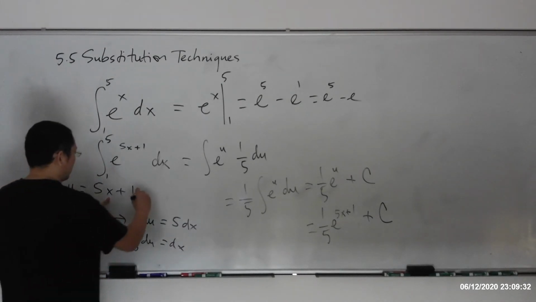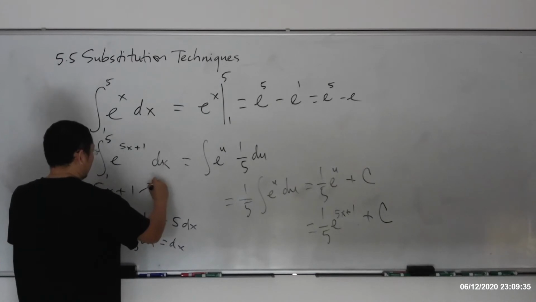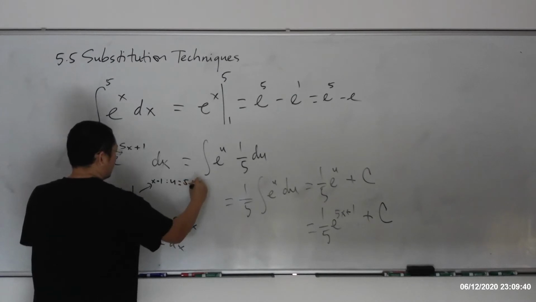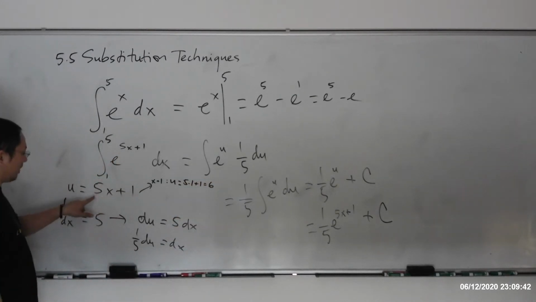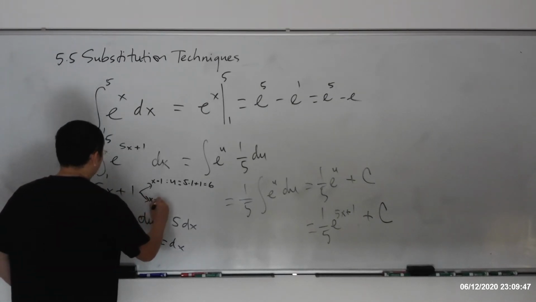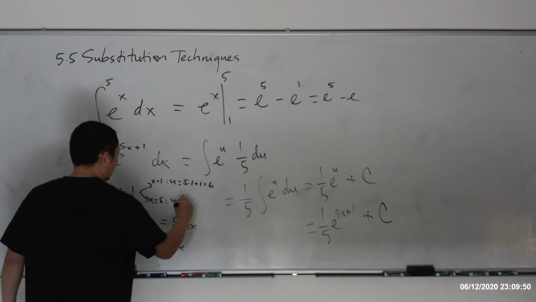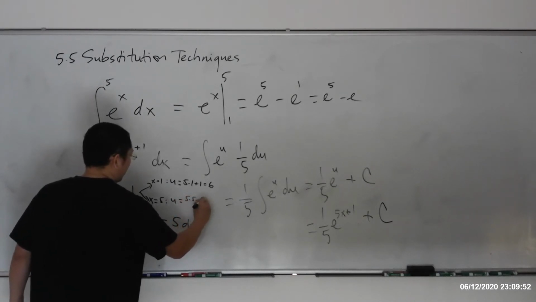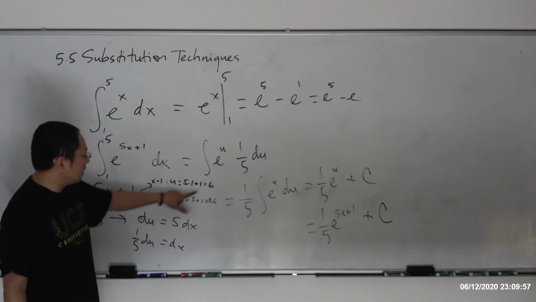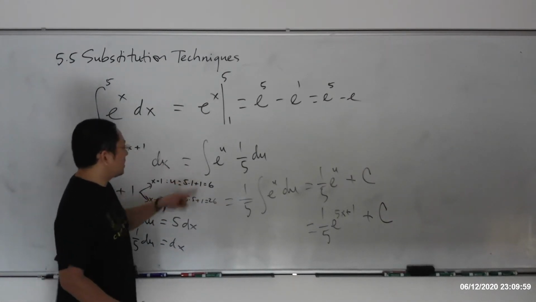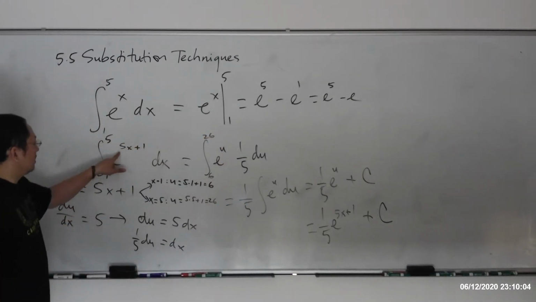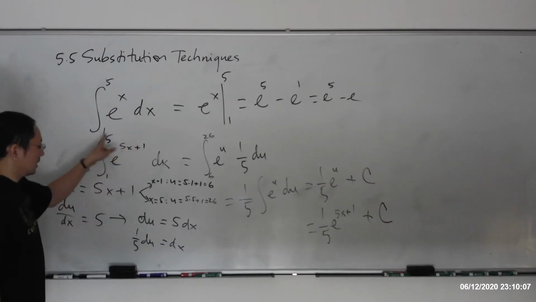Plug in x equal to 1. Then u is 5 times 1 plus 1 equals 6. And then for the upper bound, when x equals 5, u is equal to 5 times 5 plus 1 equals 26. In other words, when x runs from 1 to 5, u runs from 6 to 26. So make sure that you change the boundary. This is from 6 to 26. When x is 1, the whole thing is 6. When x is 5, the whole thing is 26.